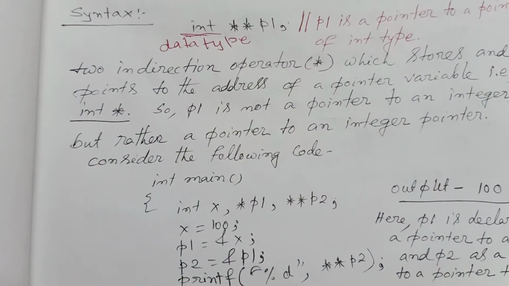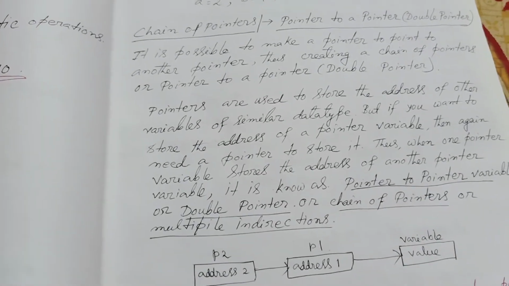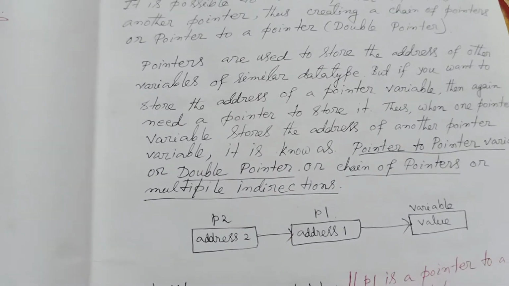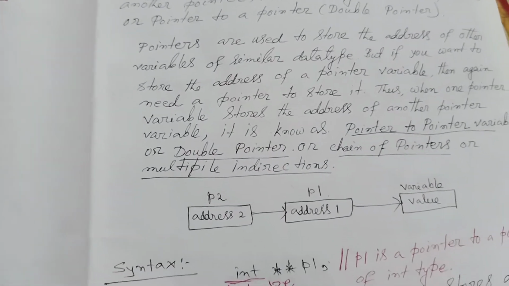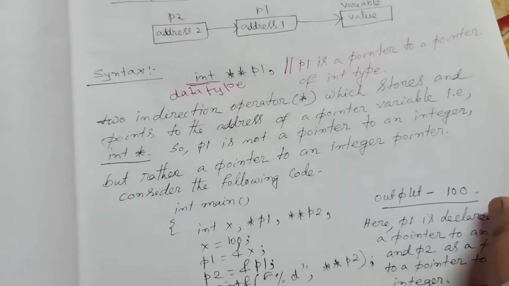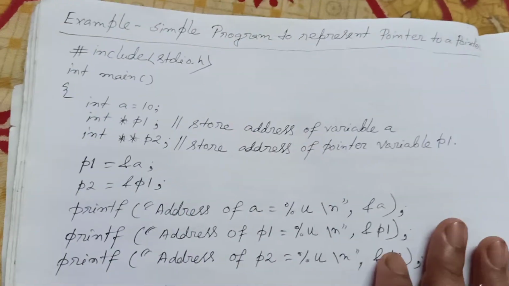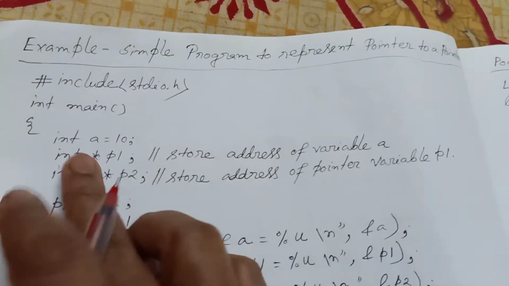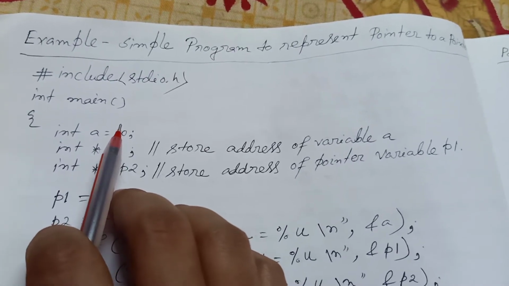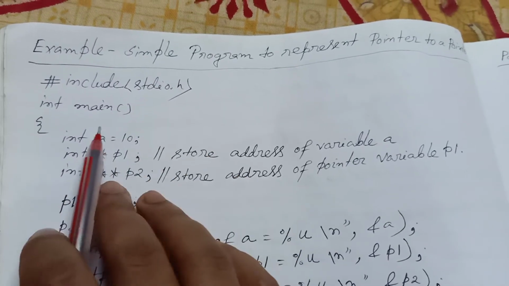Okay. Hope you understand the chain of pointers, or pointer to a pointer, or double pointer, which is also called multiple indirection. Let's take an example to make it clearer about the double pointer, or chain of pointers, or pointer to pointers, or the use of multiple indirection.